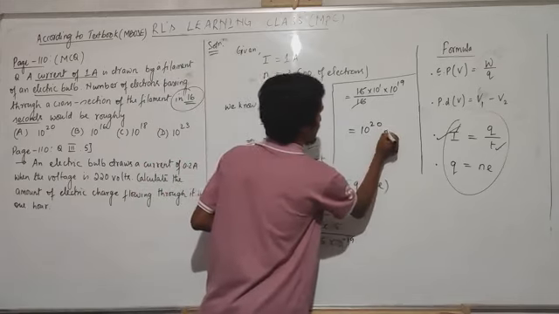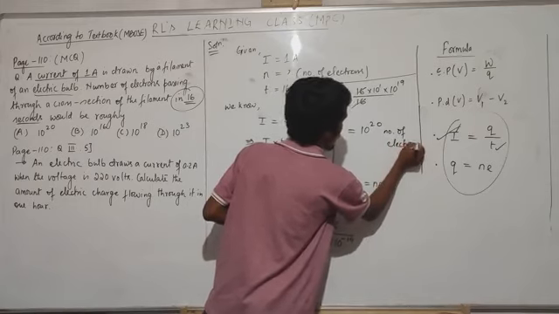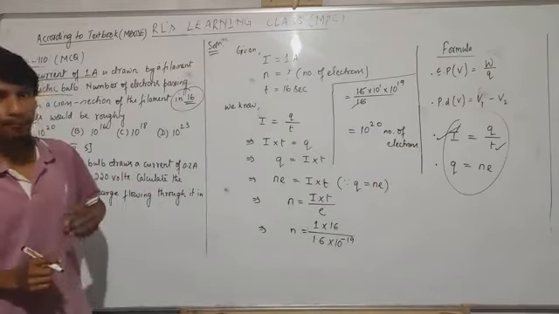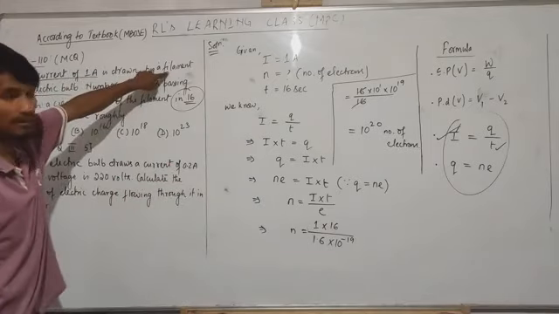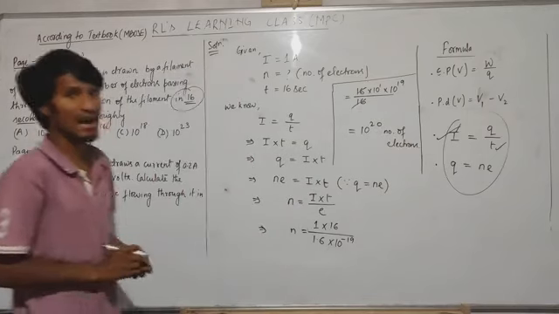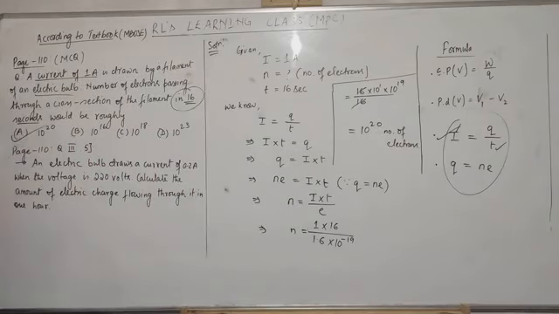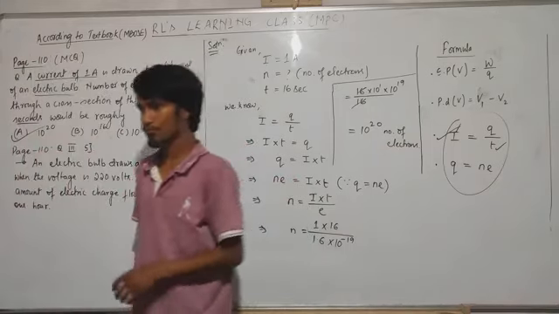Number of electrons. In 16 seconds, how many electrons are passing through this wire, through this filament of that electric bulb? It is 10 to the power 20 electrons. Then what is the correct answer? That is option number A. That will be the correct answer. Okay, now we'll come to the next question.